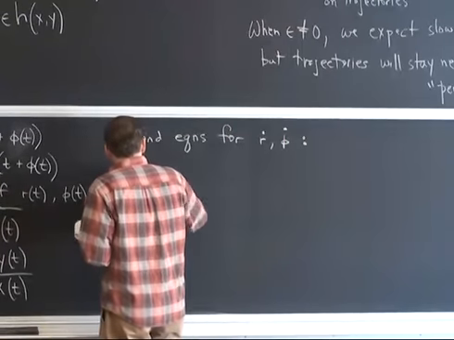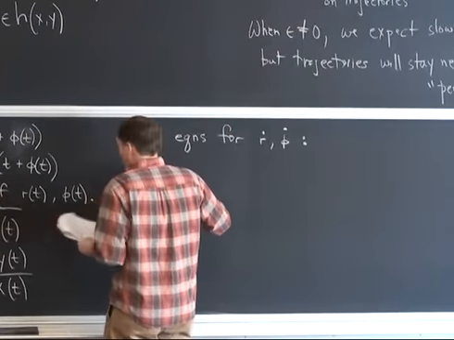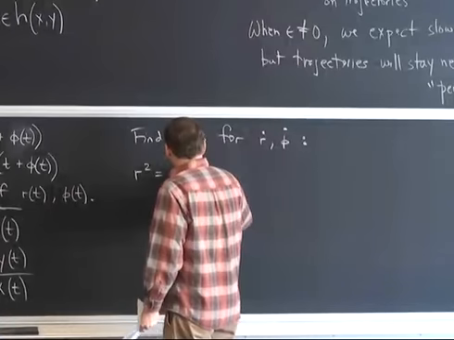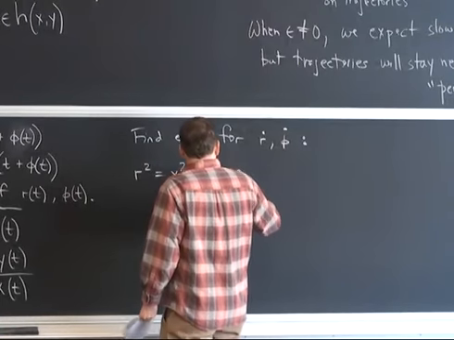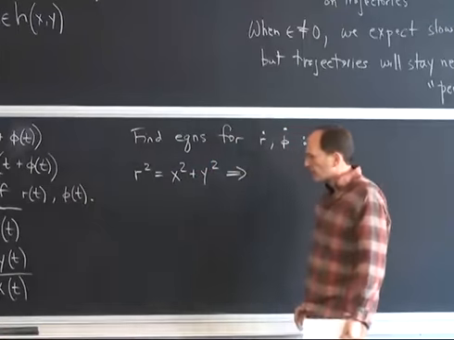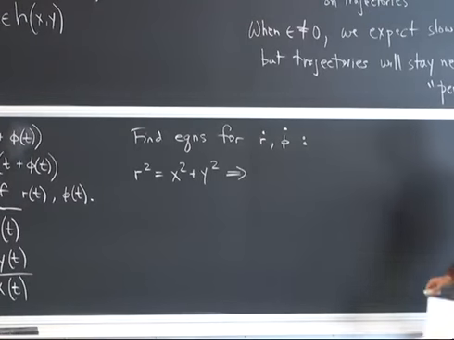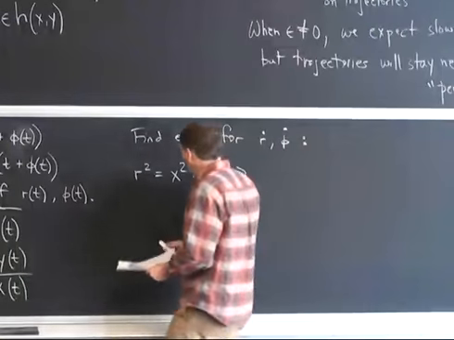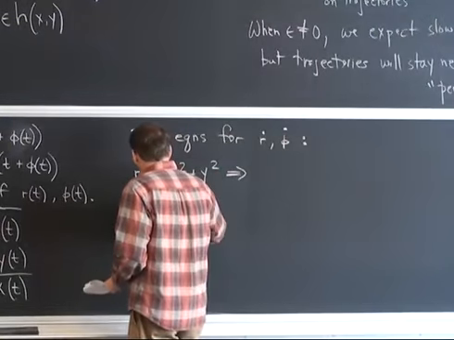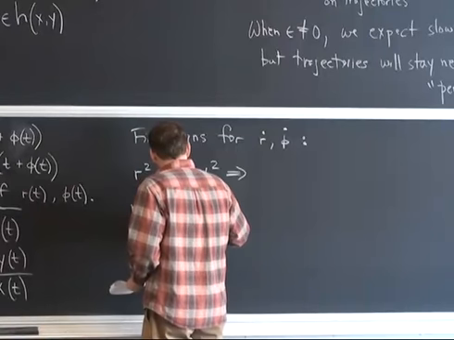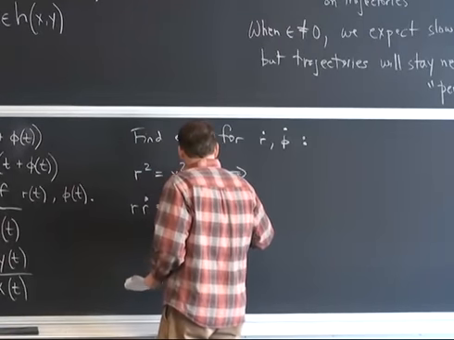Well, the easiest way is using our definition for r. We have r squared is x squared plus y squared. And I had mentioned this trick in polar coordinates earlier in the course, that this is a nice way to derive evolution equations for r. Differentiating both sides, we would get r dot is x x dot plus y y dot.